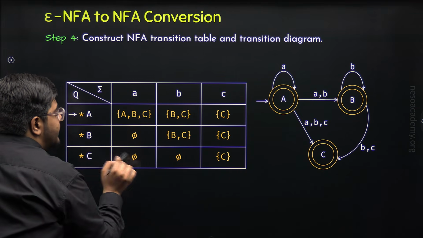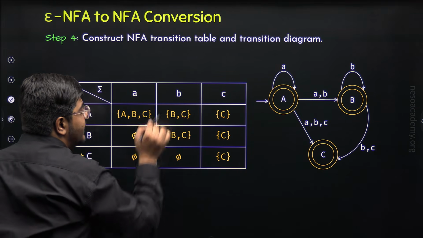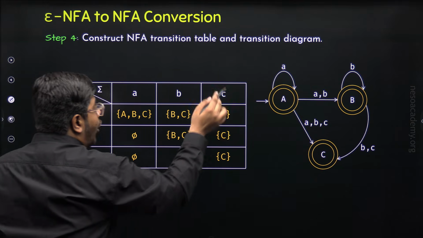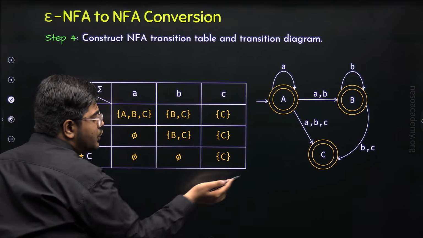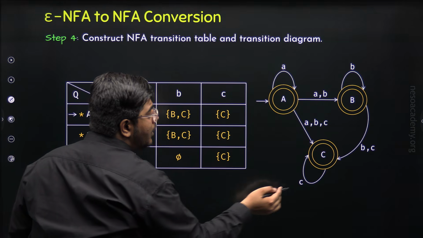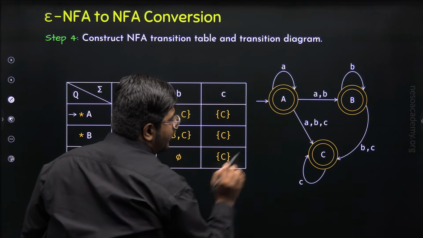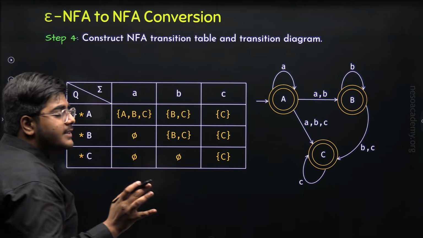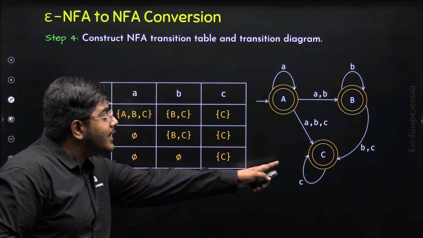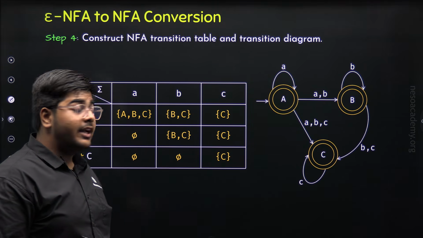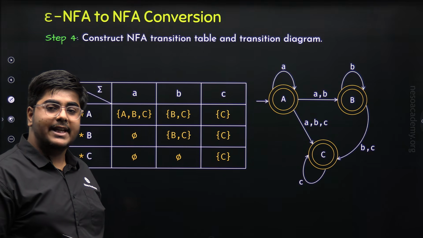C on a gives nothing. C on b gives nothing. C on c gives C. So we will simply create a self loop for the input symbol c over the state C. In this way, we have constructed the transition diagram of our NFA from the transition table of this NFA.